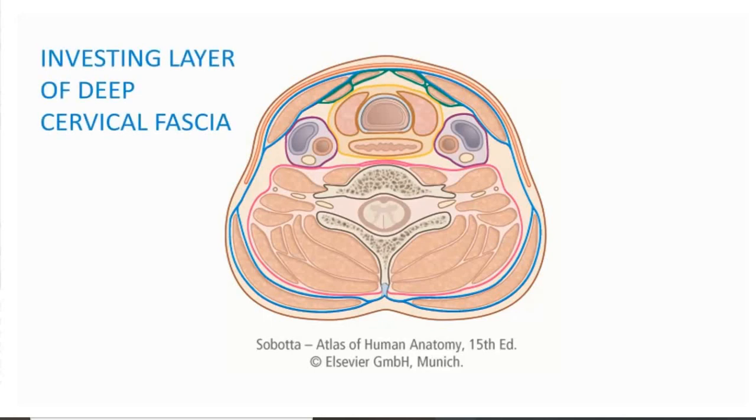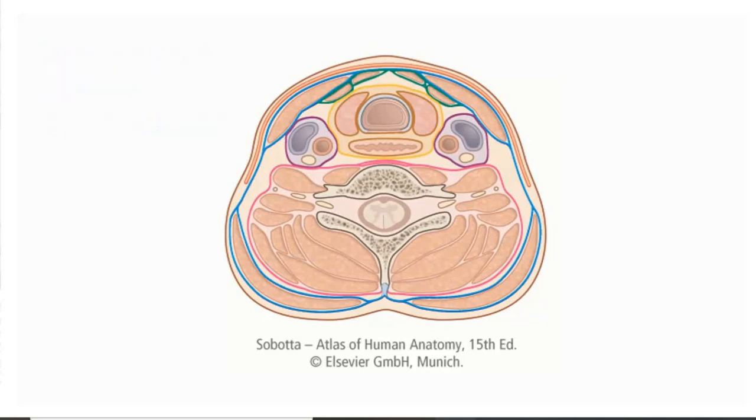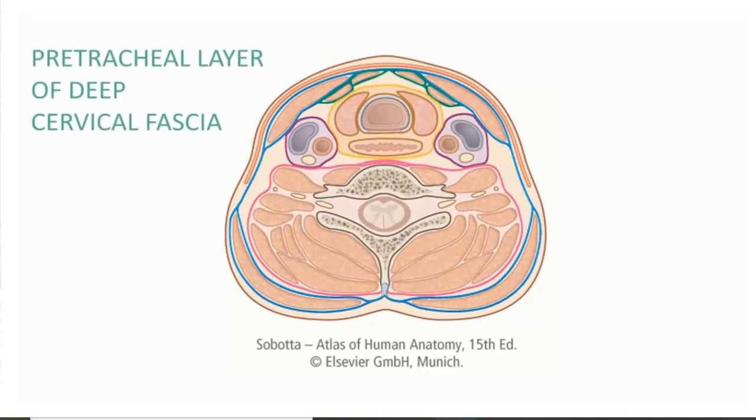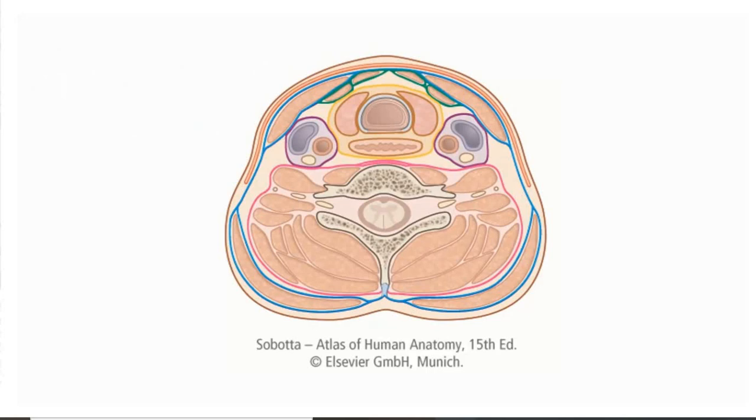Investing layer of deep cervical fascia, colored blue on this schematic, is the most superficial layer. It covers entire neck and bifurcates, covering sternocleidomastoid muscles and trapezius muscles, wrapping them from both sides. Pretracheal layer of deep cervical fascia is limited to anterior part of neck.